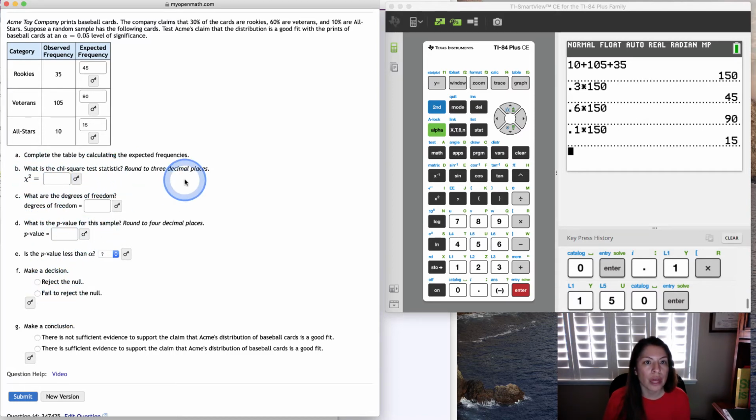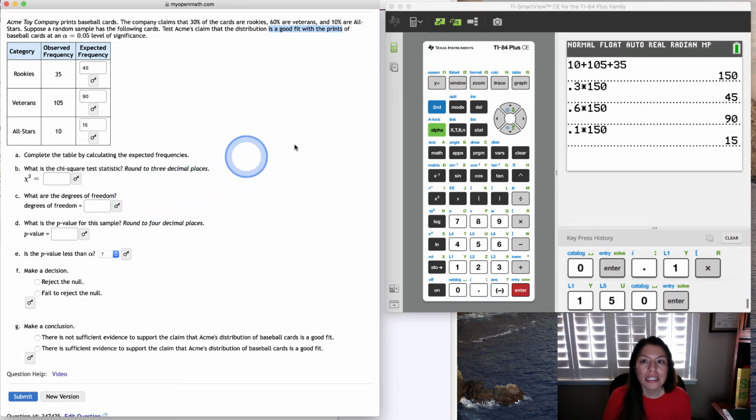Now we do know that for the null hypothesis, we always assume the status quo, that this distribution is a good fit. And then the alternative is the latter, where the distribution is not a good fit. So we're testing the claim that it is a good fit. We're looking to keep the null hypothesis. They're claiming this, they're advertising it, it's Acme's marketing with these percentages. We're going to go with it. So we want this to be a good fit. So this is a case where our null hypothesis is our claim.